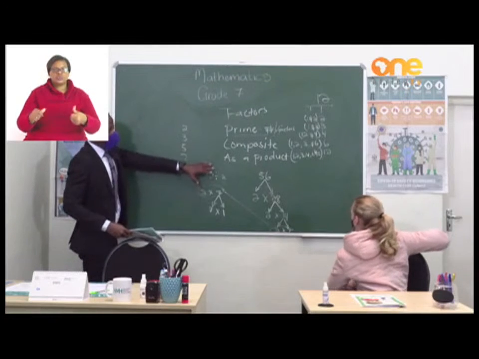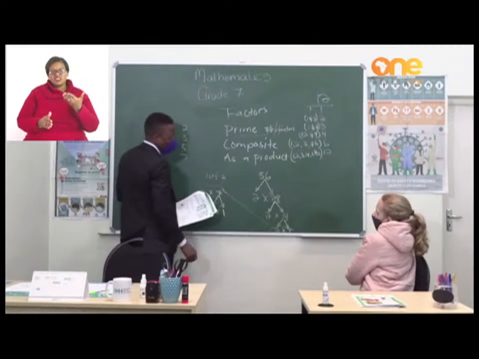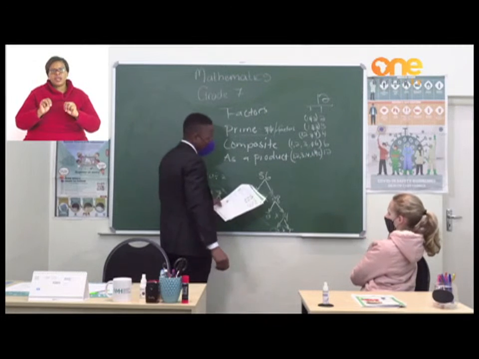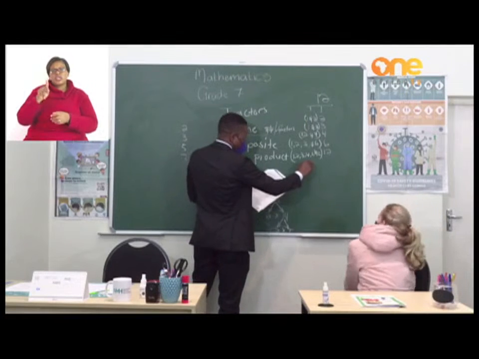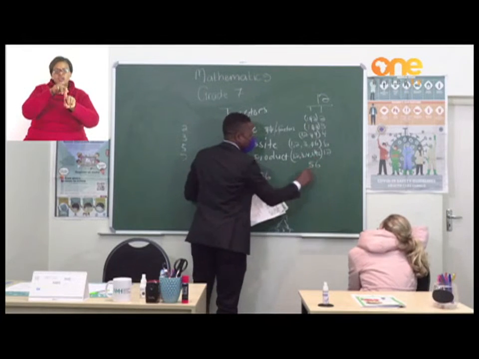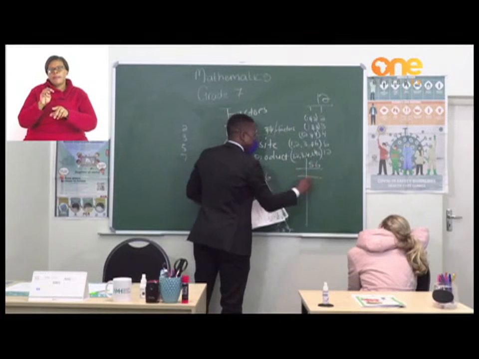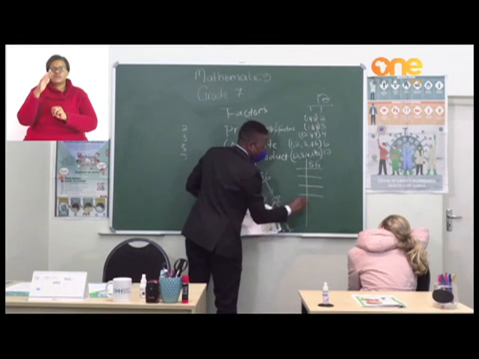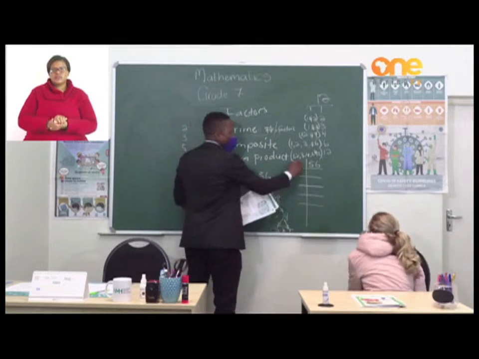So this is a method which is called a factor tree. Another method is the ladder method, whereby we have 56. Here we must halve 56, or we must divide 56 by 2.